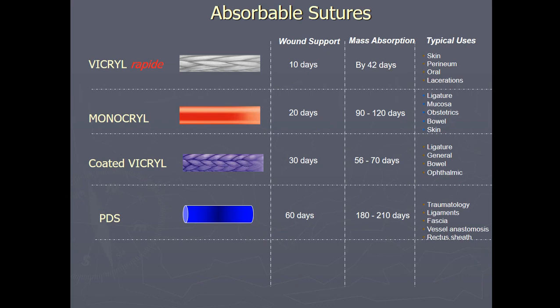So these are the colors. The Rapide or uncoated polyglactin is white, and the coated polyglactin is violet in color. PDS is available in two colors, one green and the other blue. The typical use of polyglactin: skin, perineum, oral, or laceration. PDS polydioxanone is used in emergency cases, traumatology, and you can suture the ligaments, fascia, and the rectus sheath.